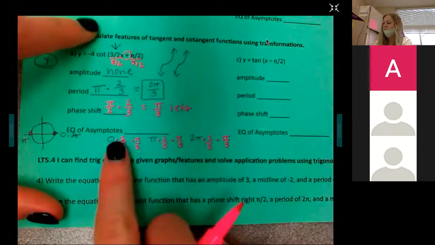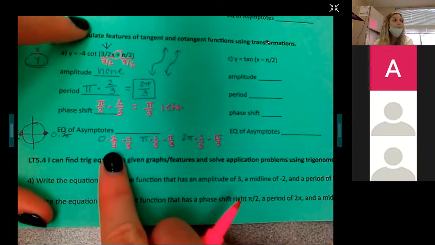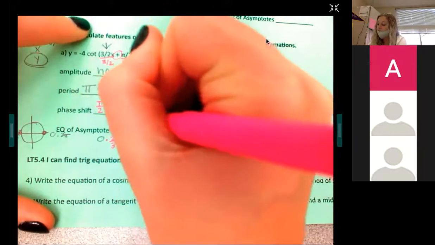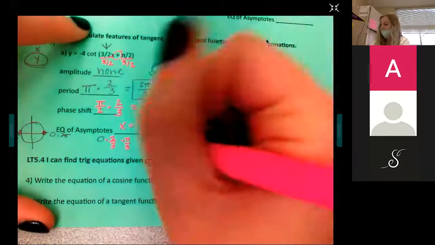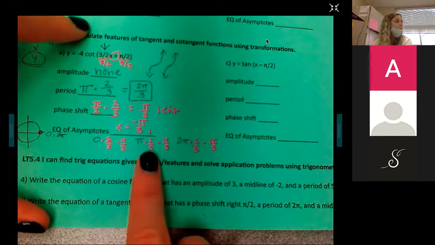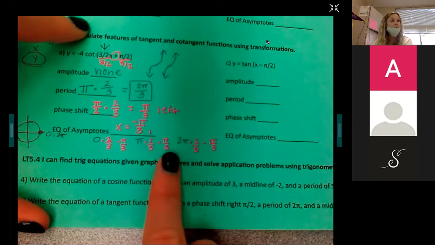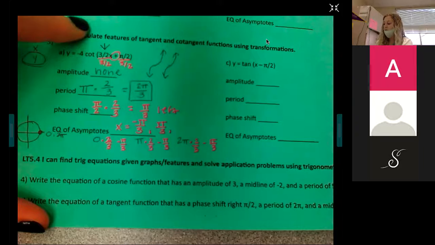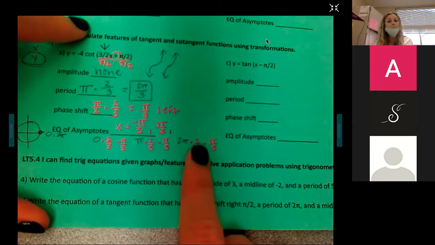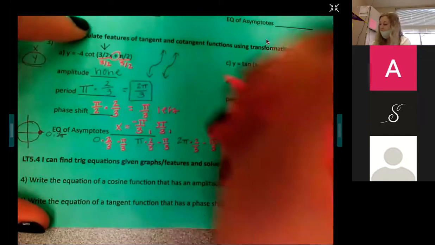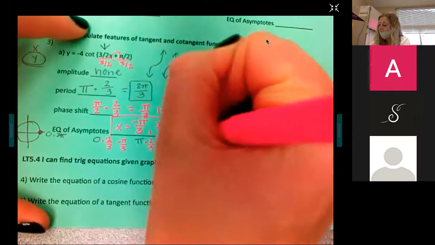So everybody watch. What's 0 times 2/3? 0 minus pi over 3 would just be what? Negative pi over 3. So there's your first asymptote. Pi times 2/3. Does everybody agree that's 2 pi over 3? Okay, 2 pi over 3 minus pi over 3 is just pi over 3. And then right here, 2 pi times 2/3 is 4 pi over 3. What is 4 pi over 3 minus pi over 3? 3 pi over 3, which is pi. So these are your 3 asymptotes.